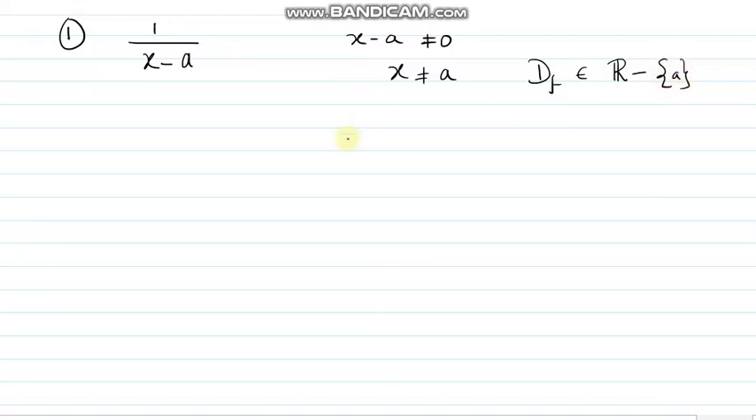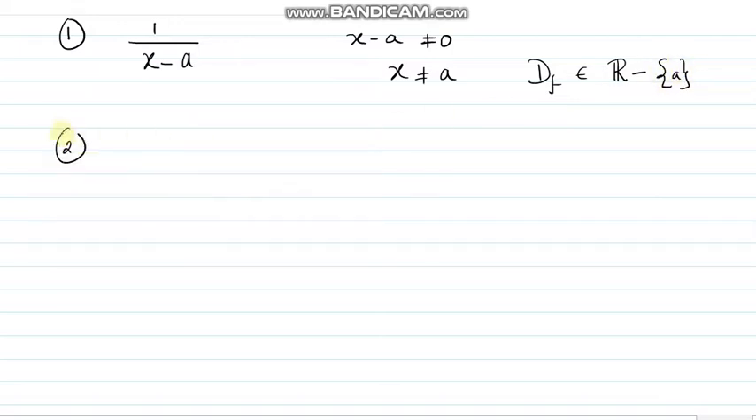First, if the function is like 1 divided by x minus a, we know that the denominator cannot be equal to 0, so x minus a is not equal to 0, so x is not equal to a. So the domain of this function can be any real number except that a, right?